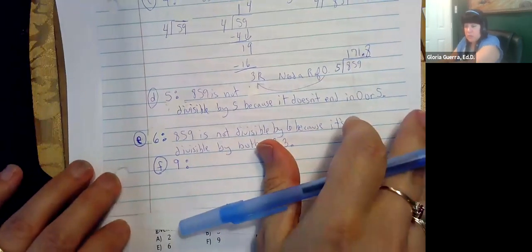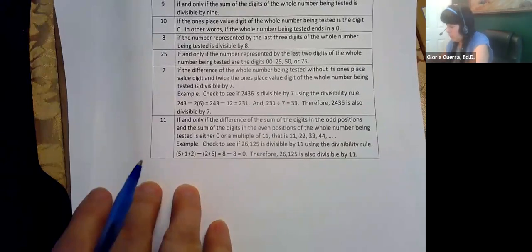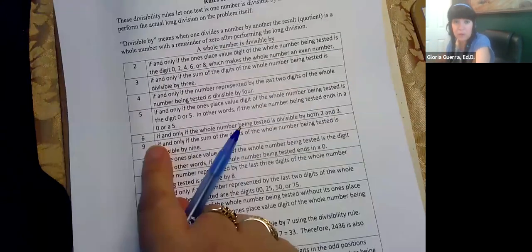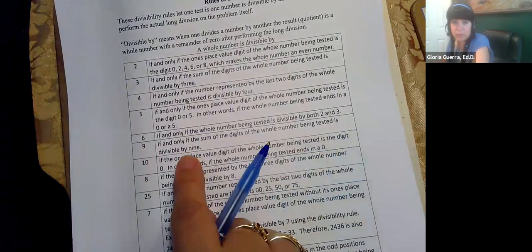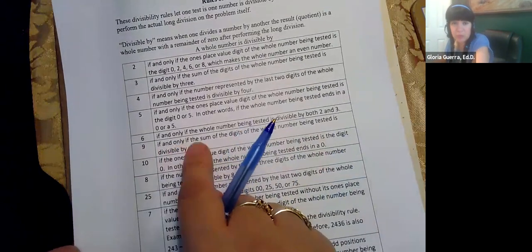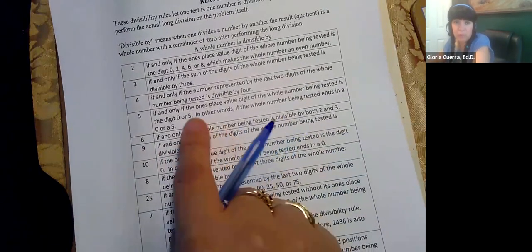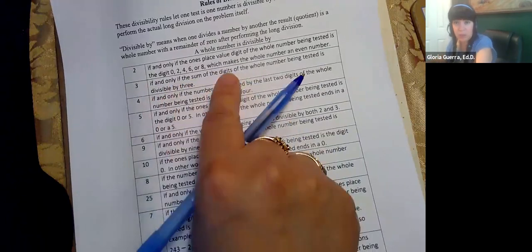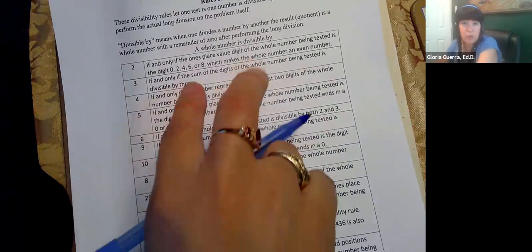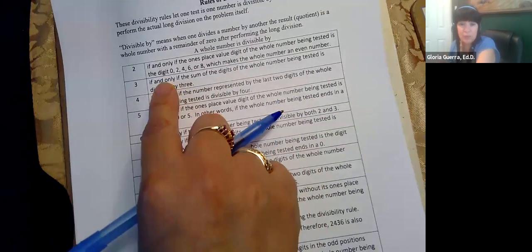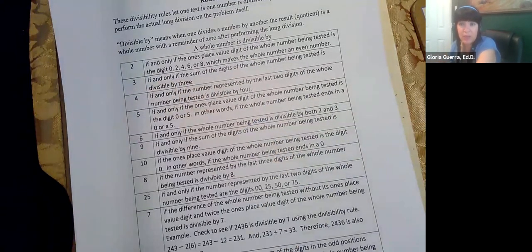9. And let's look at what the test for 9 says. The test for 9 says that a whole number is divisible by 9 if and only if the sum of the digits of the whole number being tested is divisible by 9. So we've seen this part before, the sum of the digits. We saw that for 3. So we have to add up all the digits, which we already did. We already know it's 22.